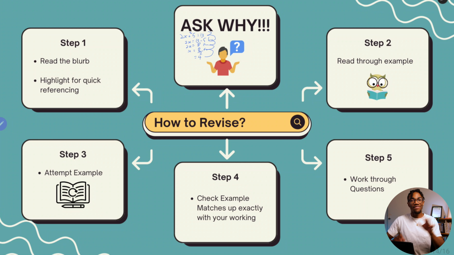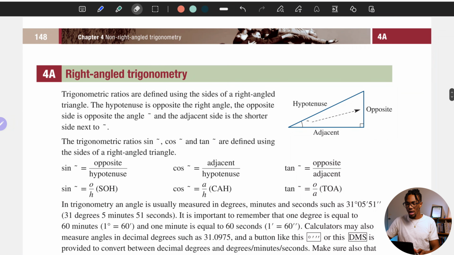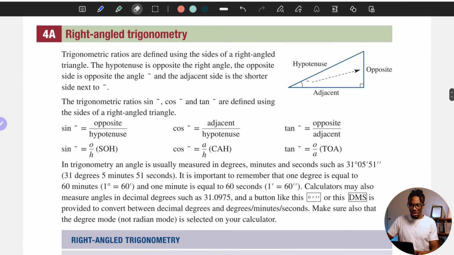So let's have a look at how we're going to do this. I've got the Cambridge textbook loaded up. And when we're starting with this, step 1 was read through the blurb and highlight for quick reference. This is just a quick scan through of this. You're not actually going into depth with this.